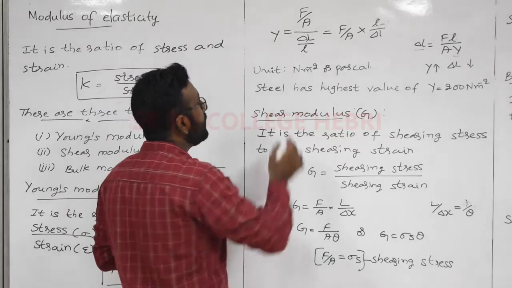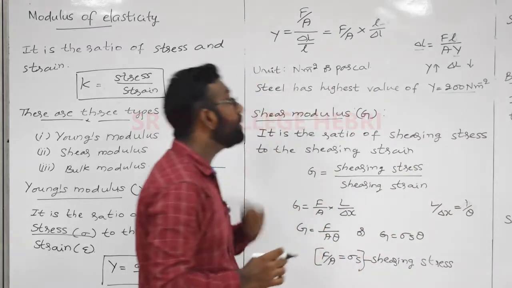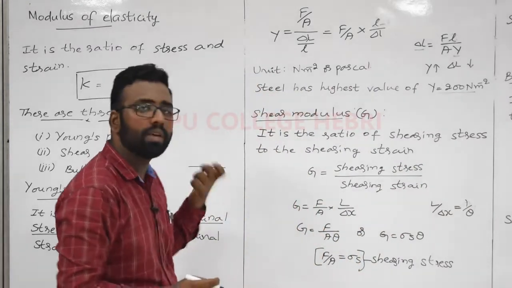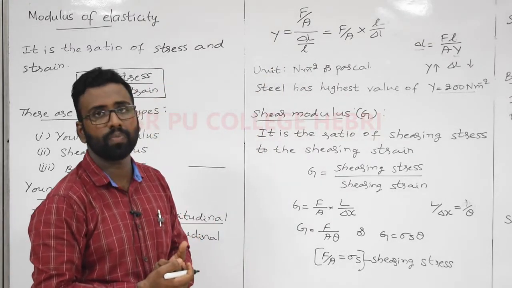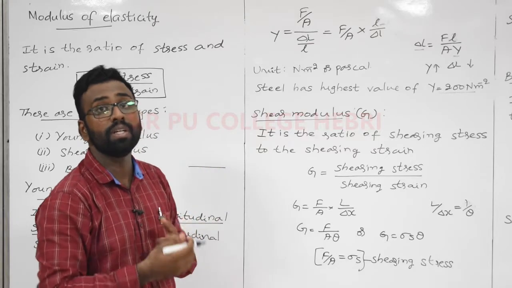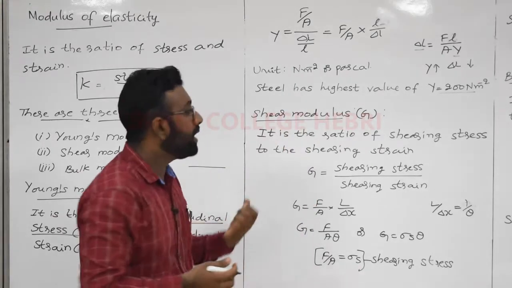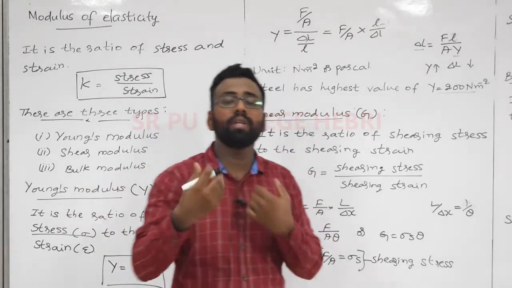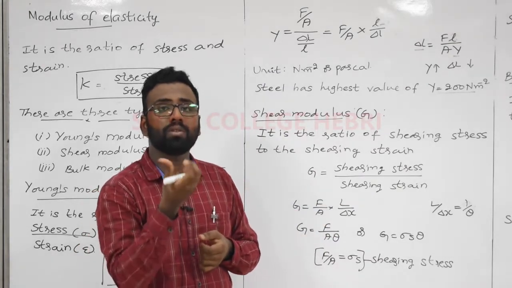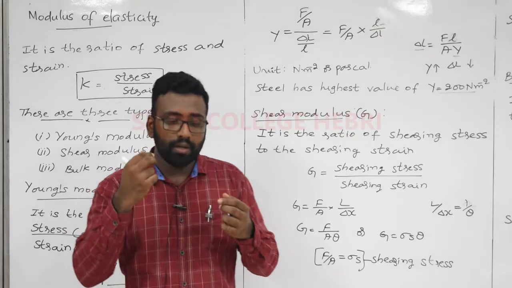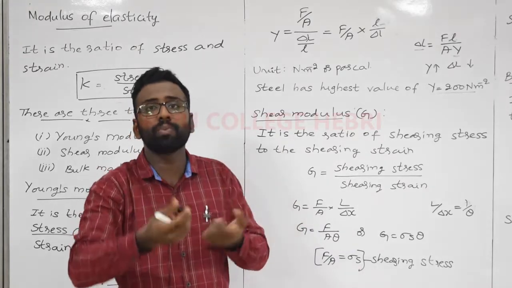Steel has the highest value of Young's modulus, which is around 200 Newton per meter square. As strain doesn't have any unit, obviously the unit of Young's modulus will come from stress only, that is force by area, Newton per meter square. Knowing the value of Young's modulus will help you in designing buildings and in the use of cranes. It comes under the application part, where I will explain how this value will help you design the rope for lifting certain huge materials.